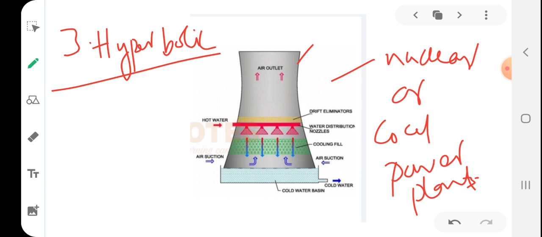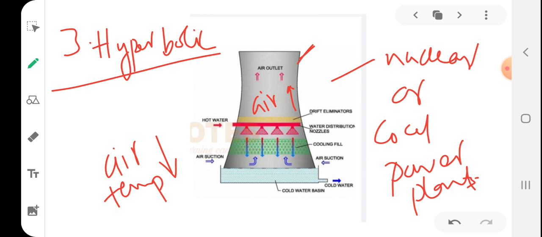Hyperbolic towers operate through a chimney or stack effect. So you know that chimney effect. It occurs when the air outside the cooling tower is cooler than the air inside the tower. So the air temperature outside is lower, and comparatively the air inside the tower will be at a higher temperature.